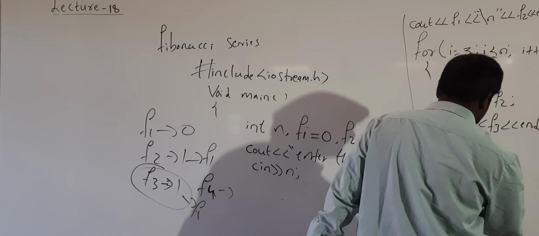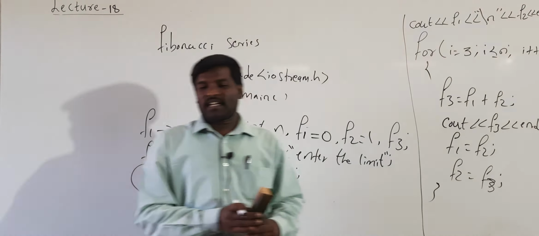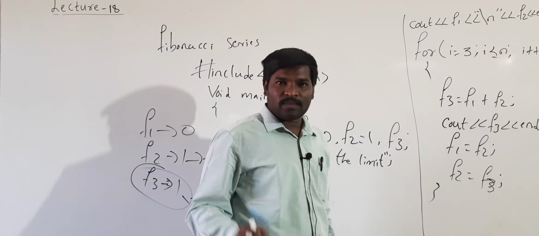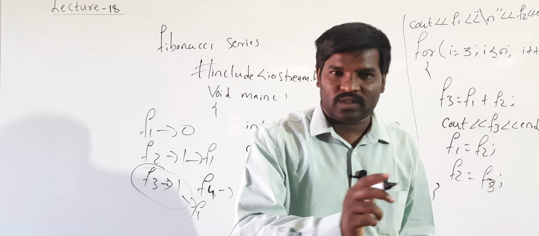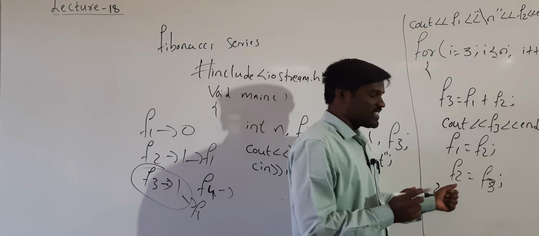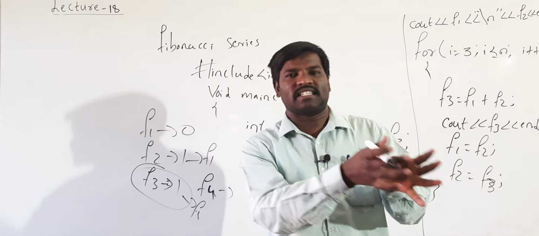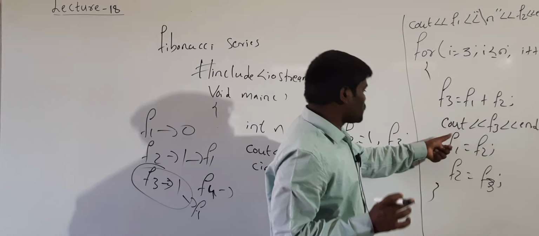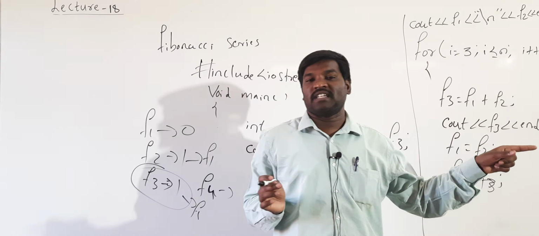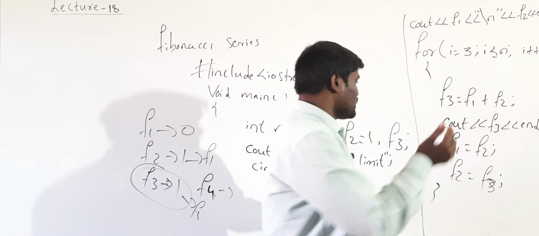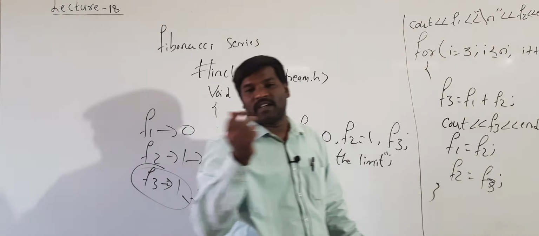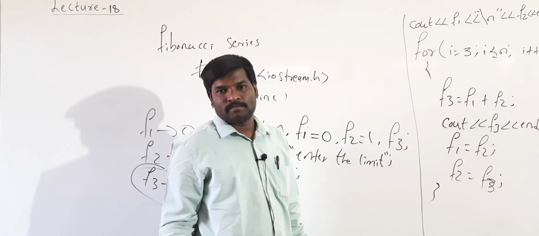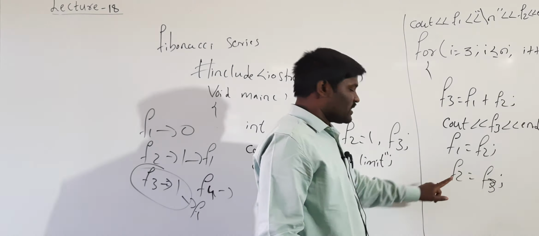So this is the correct format. Why am I not writing F2 is equal to F3 first? Suppose I write F2 is equal to F3, it means the F3 value is stored in F2. Whatever F3 is, that is equal to F2. Next, if I store F2 into F1, then F1, F2, F3 values are all the same. That's why, before storing the F3 value into F2, we first need to store the F2 value into F1. After that, F3 is stored in F2.